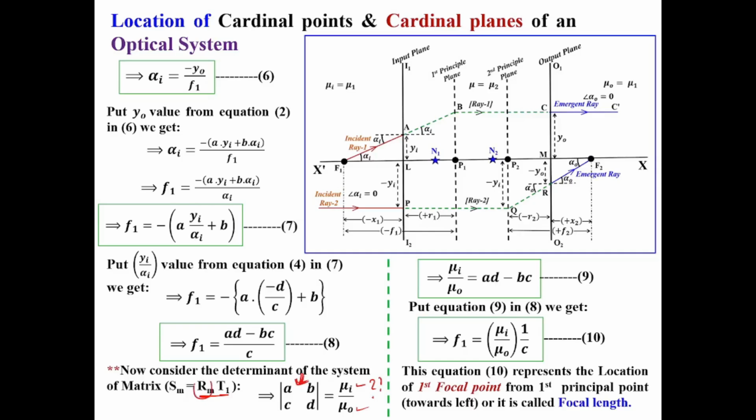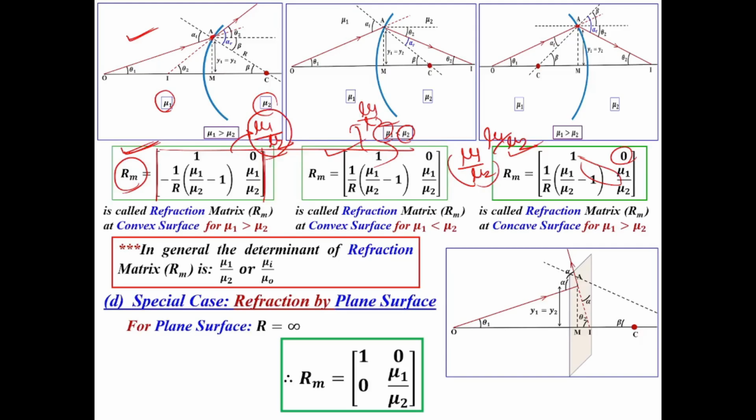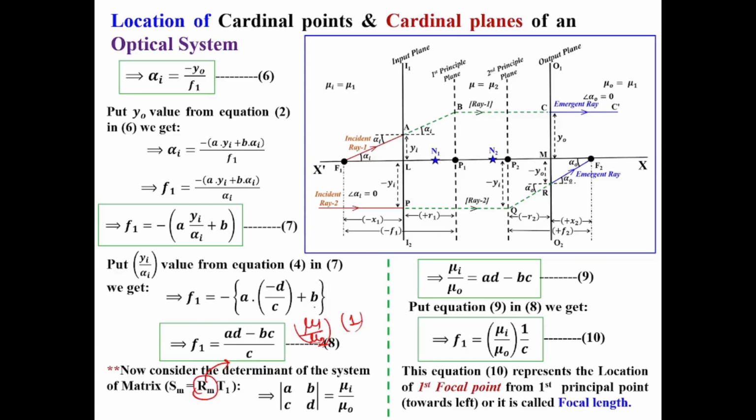Now if I consider the determinant of the system of matrix, which is the multiplication of one refraction matrix and one translational matrix: for any refraction matrix we consider, its determinant is mu1 by mu2, and for the translational matrix, the determinant is 1. Already we discussed that mu1 by mu2 can be written as mu I by mu O, where I is input and O is output. So this mu1 by mu2 can be written as mu I by mu O into 1. So the value will be mu I by mu O.